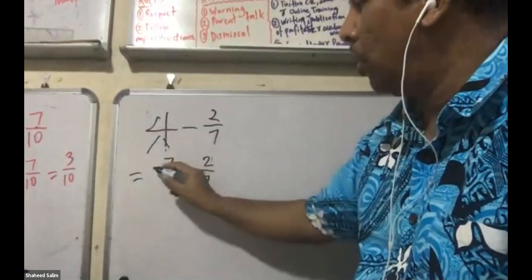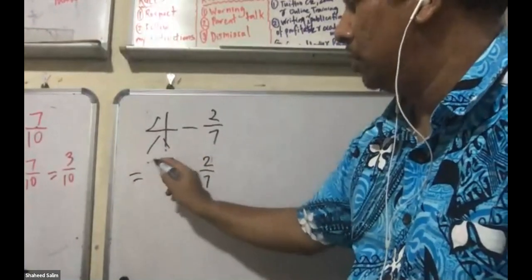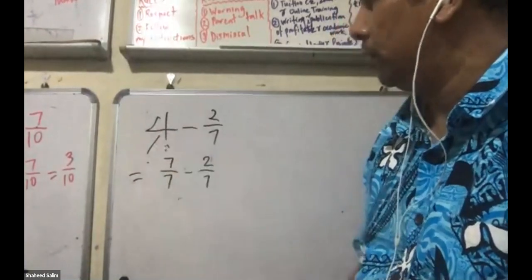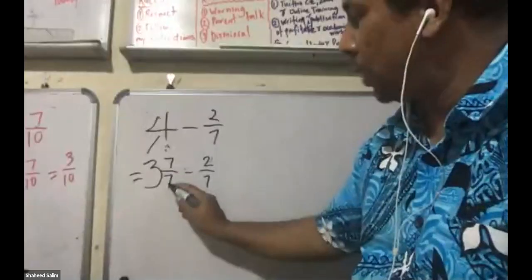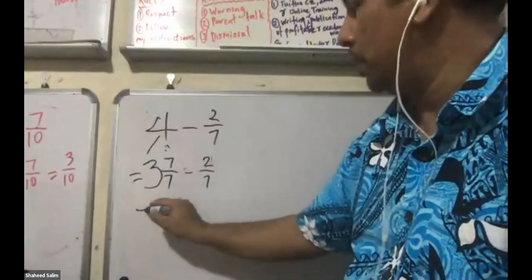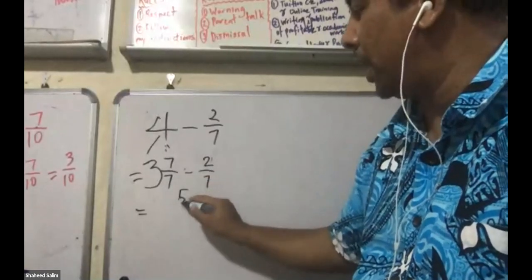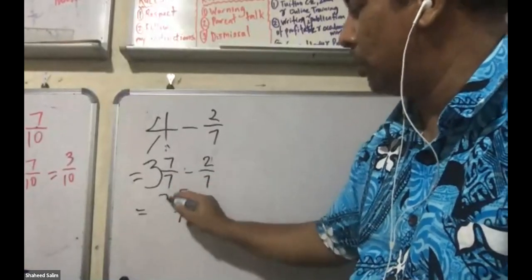But if you borrow 1 from 4, you are left with how many? You borrow 1 from 4, you are left with 3. So 3 plus 1, 4. So now we minus 7 minus 2, 5 out of 7. 3 whole 5 out of 7, like that.